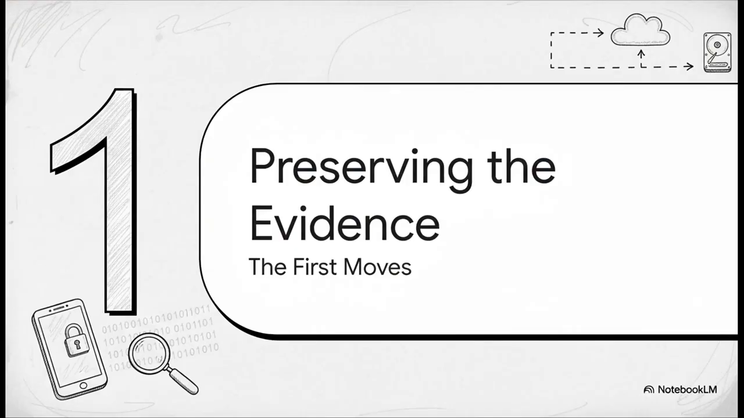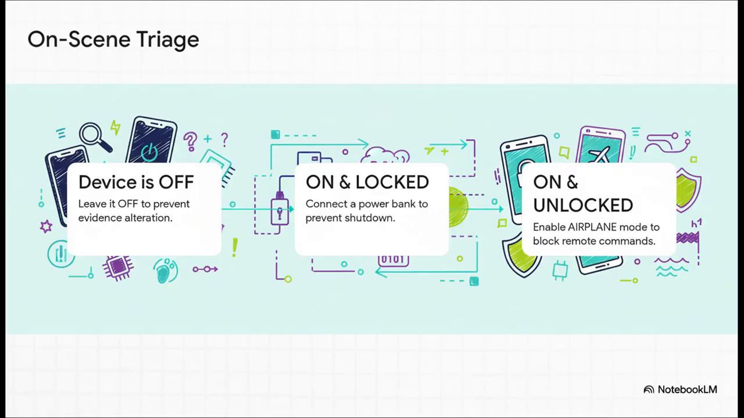Okay, so picture this. An investigator shows up to a crime scene and spots a phone. The second they see it, this invisible clock starts ticking down. Those first few moments, the first moves they make, they are absolutely critical. One wrong move, and poof, that digital evidence could be gone for good. Now, this is where things get really interesting, because the playbook here is kind of counterintuitive.